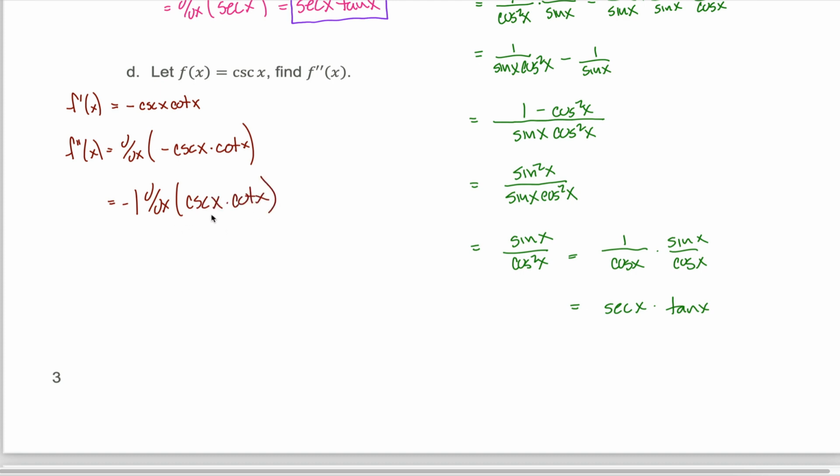You don't have to do that, but I think pulling the coefficients out in front makes it less likely that you'll make a little mistake with the signs. I got negative 1 times, and I'm about to use the product rule, so I better open up some parentheses. The derivative of cosecant of x, whatever that ends up being, times cotangent of x, plus the derivative of cotangent of x, whatever that ends up being, times cosecant of x. Think derivative of the first thing times the second thing, plus derivative of the second thing times the first thing.